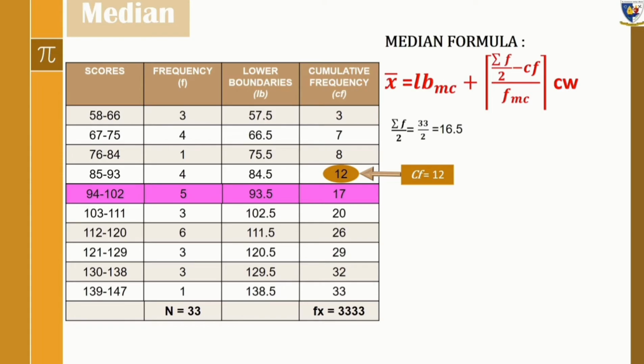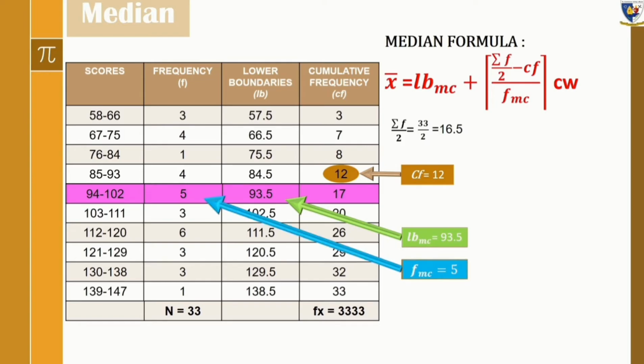ascending order. Next is LB, so we will just copy the lower boundary of 17, which is 93.5, as well as the frequency, which is 5. Lastly, the class width is the difference of the upper score and the lower score. So here we have 58 and 66, where the upper score is 66 and the lower score is 58. So 66 minus 58 is equal to 9. As well, 75 minus 67 is equal to 9, and so on. So our class width here is 9.